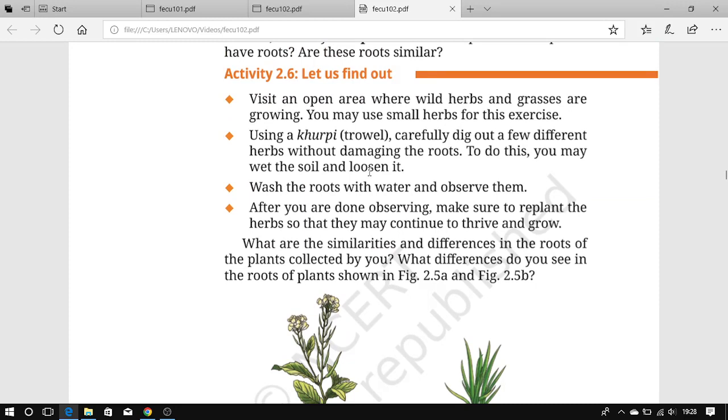2.6. Let's find out. Visit an open area where wild shrubs and grasses are growing. You may use small herbs for this exercise. Using a khurpi, carefully dig out a few different herbs without damaging the roots. To do this, you may wet the soil and loosen it. Wash the roots with water and observe them.